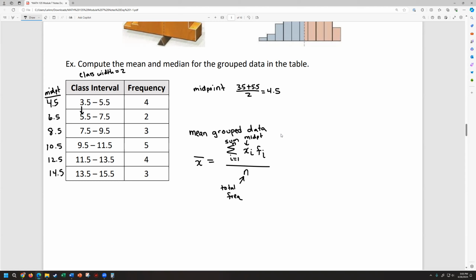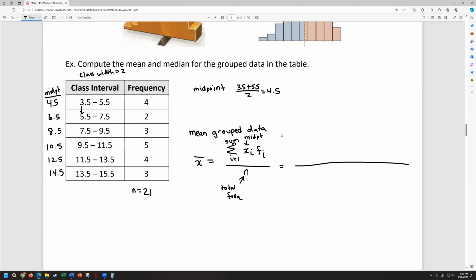Okay. So for this, before I can even get started, I need to know the total frequency or I won't know what my n is. So this is 6 plus 8, so that'd be 14, plus 4 more is 18, plus 3 is 21. So that's an n of 21. Okay, so at least I know my denominator.